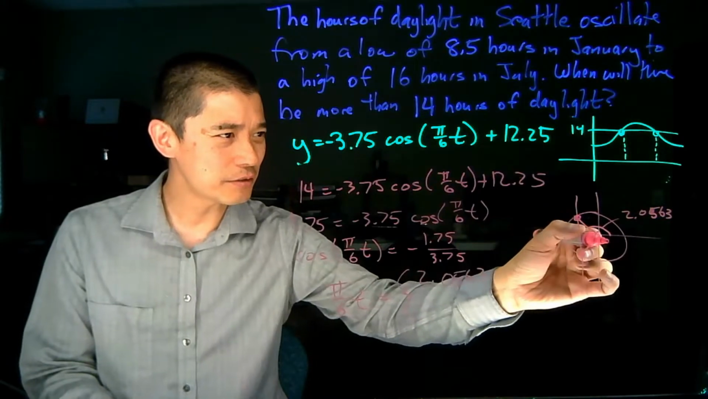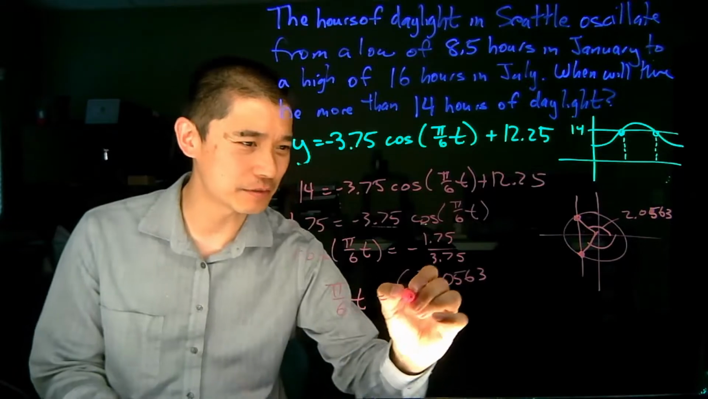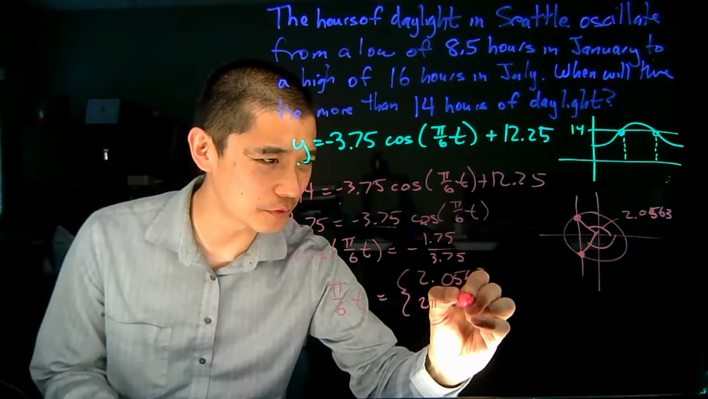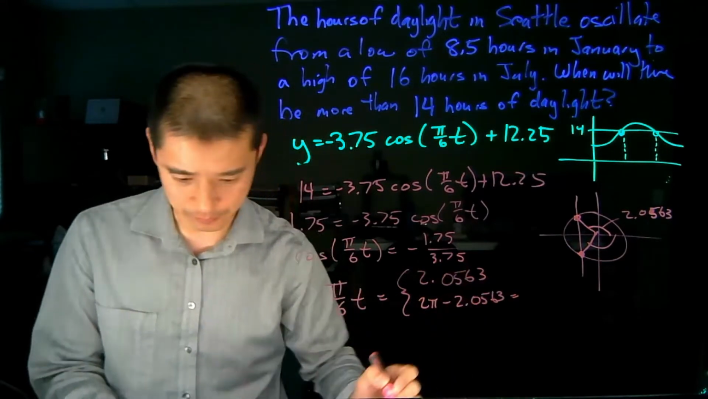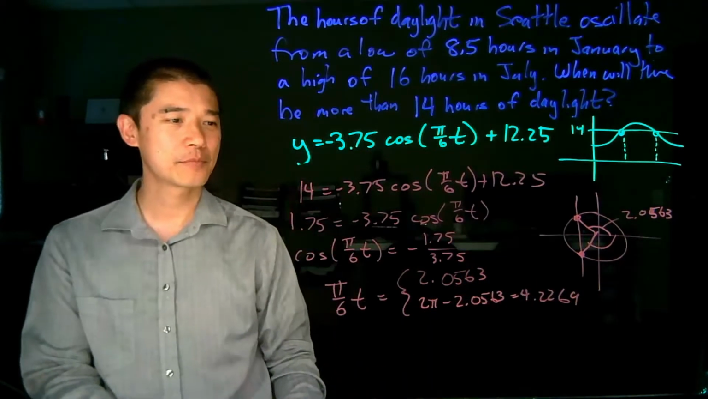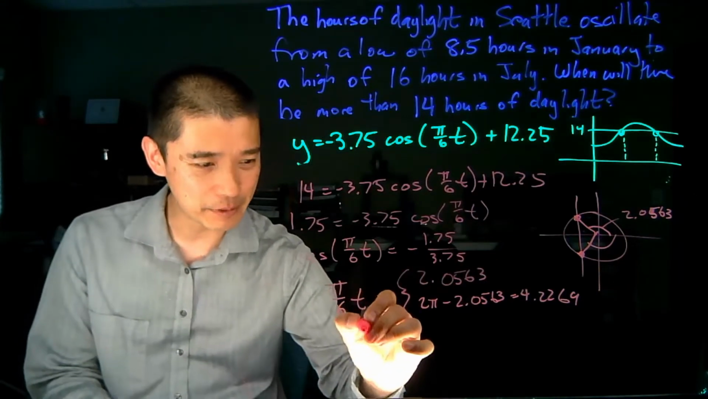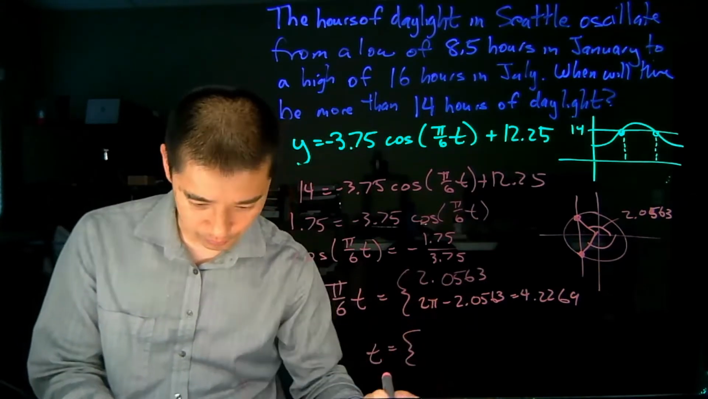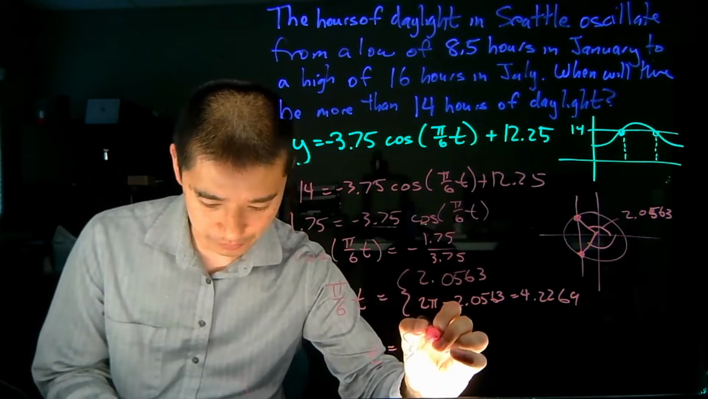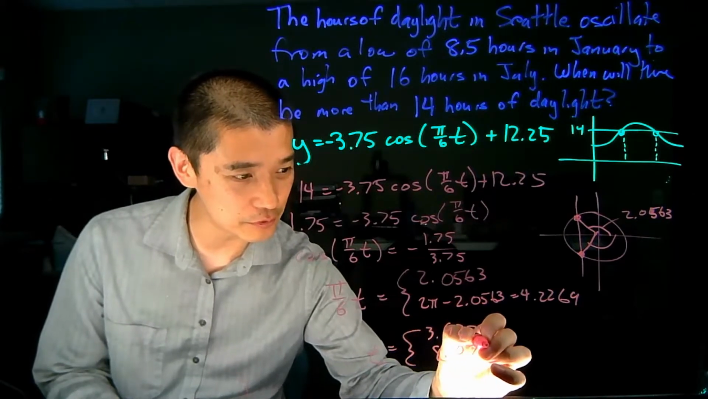And so this other angle is 2 pi minus 2.0563. If you put that in the calculator, you'll get 4.2269. We haven't yet solved for t, so we multiply both of these by 6 and divide by pi. We get these two values. t equals, for the top one, 3.9272, and for the bottom one, 8.0728.